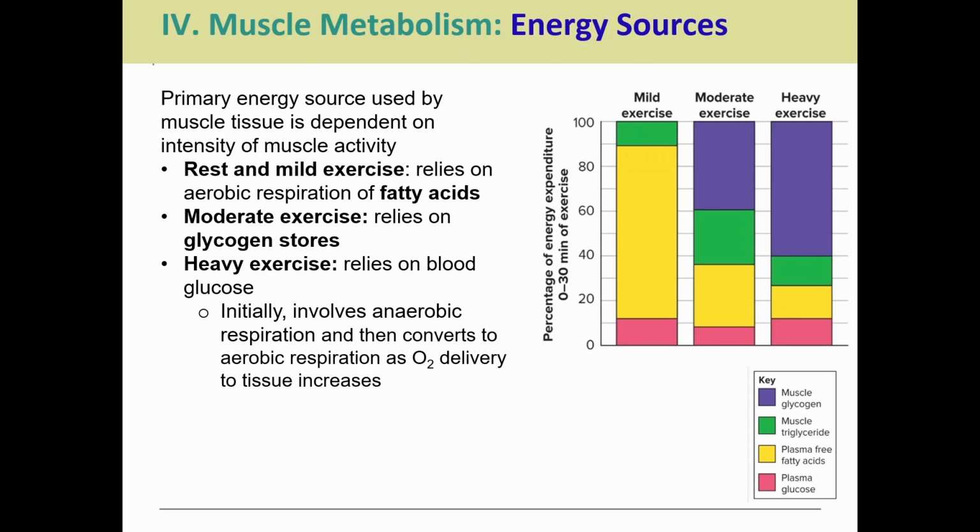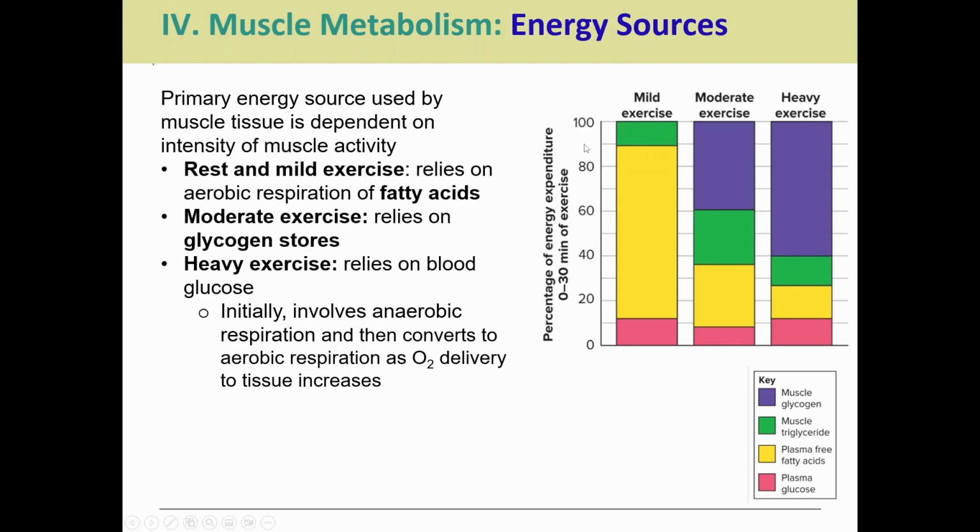So the primary energy source for muscle tissue depends on the intensity. If it's rest and mild exercise, we're using aerobic respiration, things like glucose and fatty acids. A lot of the fatty acids are found in the blood, so it's not just fatty acids, but also where we find them. We're finding that we use a lot of them from the blood, and then some glucose and some triglycerides from the muscle. Again, this is mild exercise, up to 0 to 30 minutes.